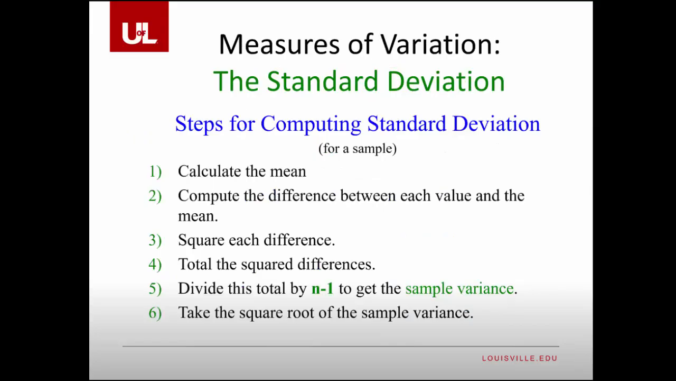Steps for computing standard deviation. Step 1, you have to calculate the mean. Step 2, you have to compute the difference between each value and the mean. We'll show this in the next slide. Step 3, you have to square each difference. Step 4, you have to total the squared differences. And then step 5, divide this total by n minus 1 to get the sample variance. Finally, step 6, we take the square root of the sample variance.